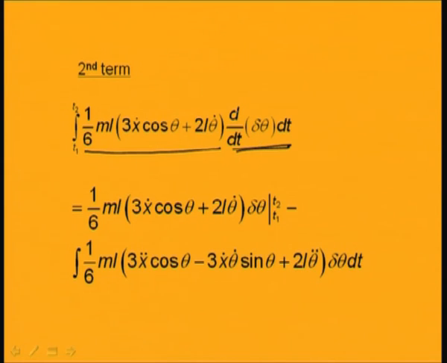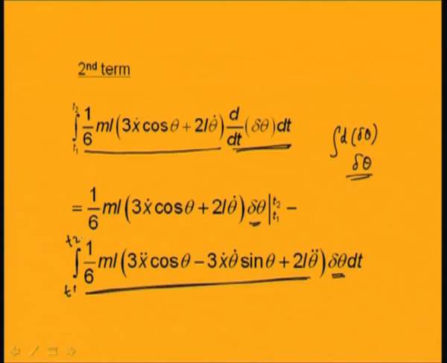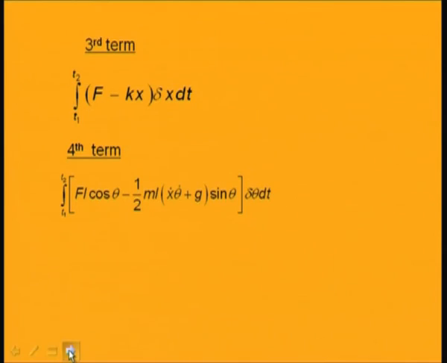So, integration of the second function d by dt del theta dt is equal to integration d of del theta, so this becomes del theta. So first function into del theta from t1 to t2, and then del theta into differentiation of this. Differentiation of this is this, so this becomes this, from t1 to t2. This part, already you know that the virtual displacement delta theta at t1 and t2 is 0. So this part becomes 0.